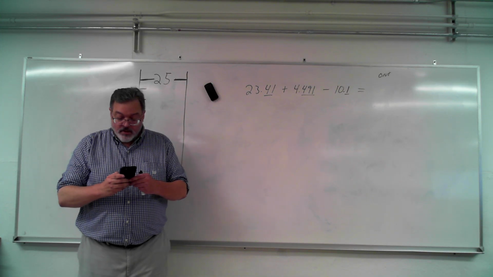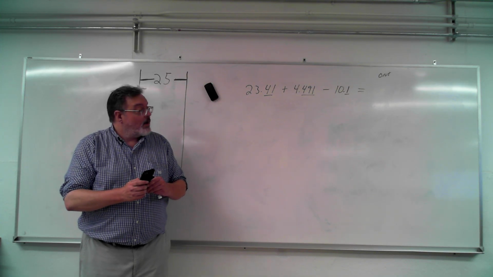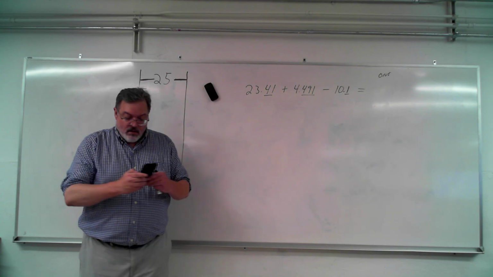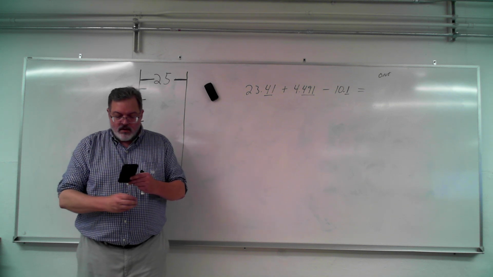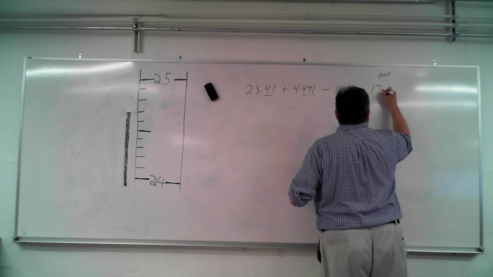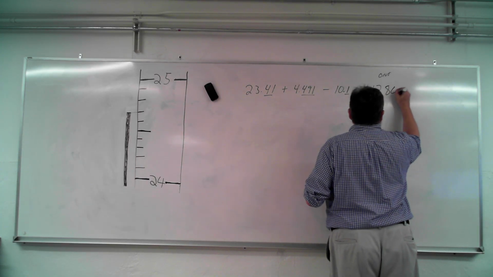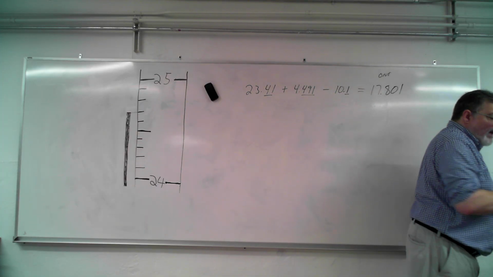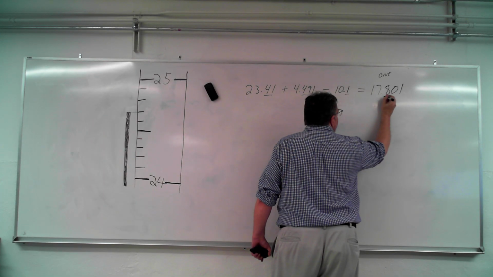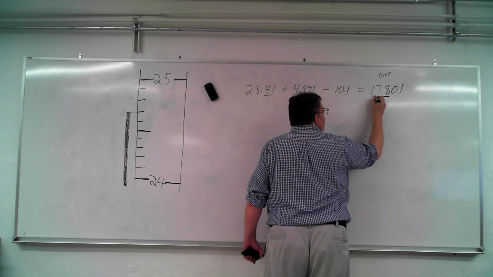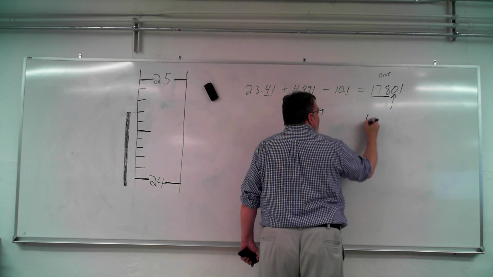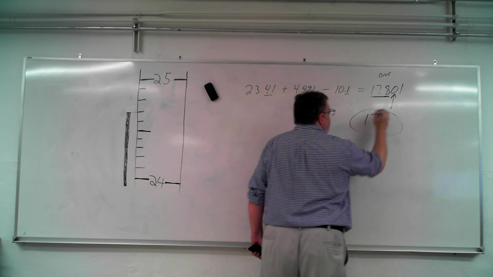23.41 plus 4.491 minus 10.1. My calculator says 17.80. And now we have to fix it up for its digits. This has to be the end of the digits, so this part has to go away. So it ends up being these 3 digits. So it ends up being 3 significant figures. The 0 does not round to 8. So final answer, 17.8.